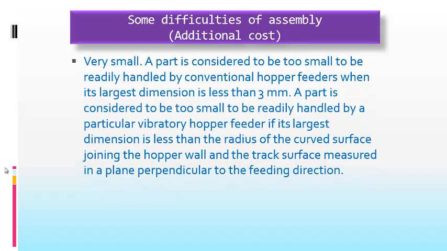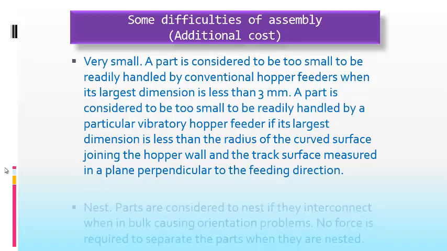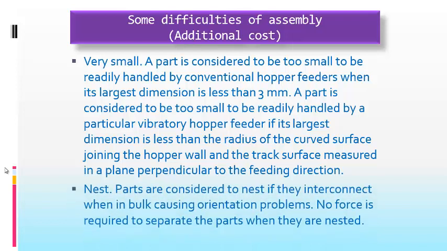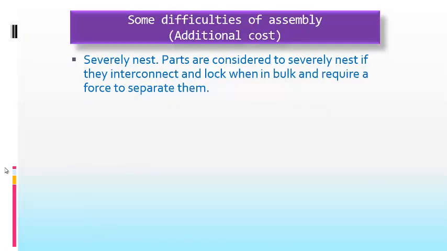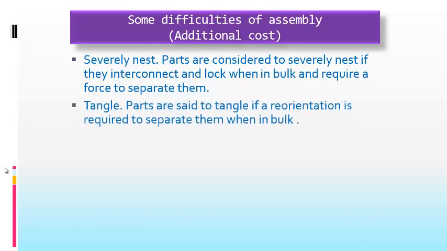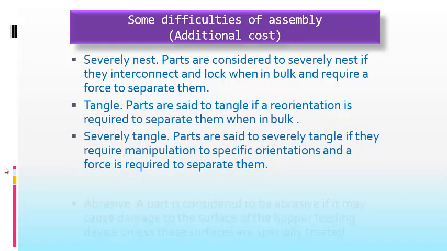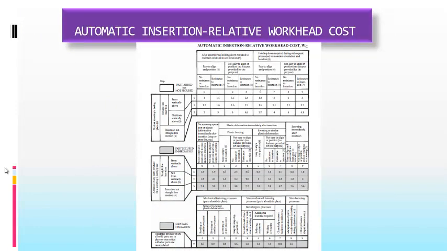And very small parts as well, because if the part is less than 3 millimeters, the machine cannot handle it. And parts that nest, which tangle together and nest together like straws in a nest, are also difficult to handle. In this case, definitely he is going to go to manual assembly. Tangled parts, severely tangled, abrasive, and so on. You can go through that later.